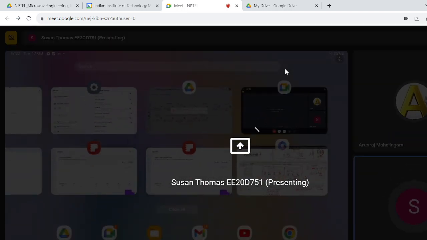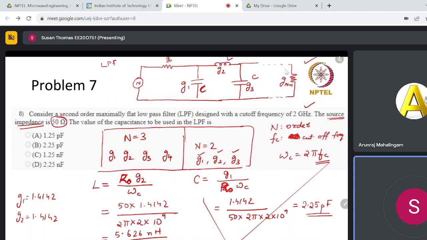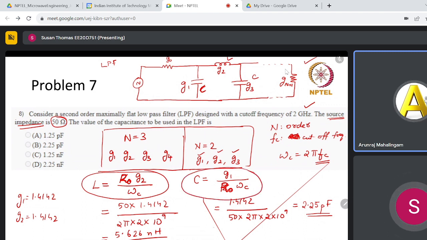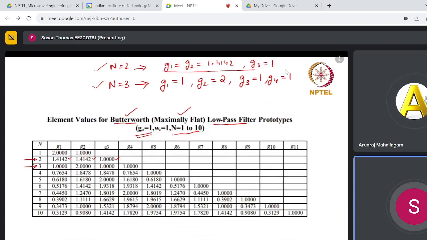is the formula for inductance and capacitance. No need to remember anything else. Of course, you have to remember the configuration of the low pass filter. It will be like a pi network, like C, L, and C. And then you have to remember only the equation for calculating inductance and capacitance from the corresponding G values. These G values will be from the table, or it will be directly given in the question.